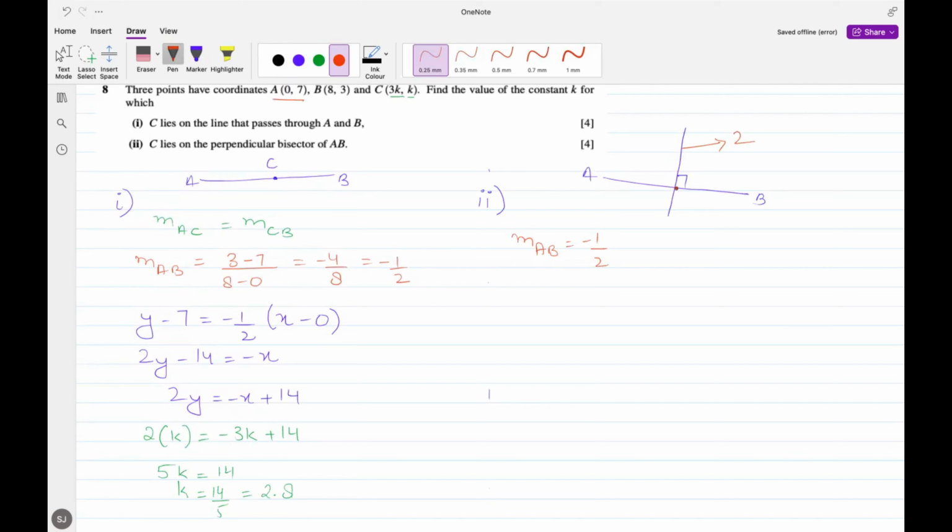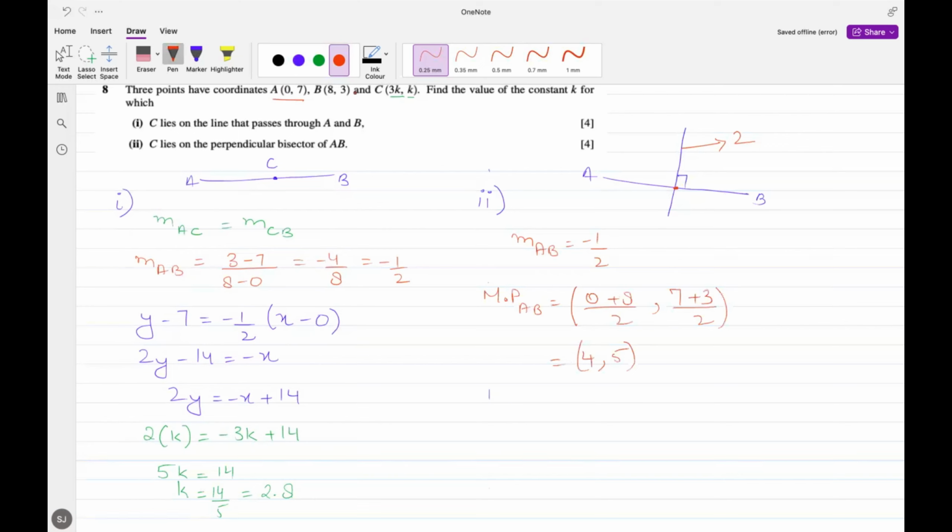Now to form the equation, we need the midpoint, as the perpendicular bisector passes through the midpoint. So the midpoint of AB we will find using the formula (x1 plus x2) upon 2. So that will become (0 plus 8) upon 2, comma (7 plus 3) upon 2. So 8 upon 2 will be 4 and 10 upon 2 will become 5. So this is a point on the perpendicular bisector.